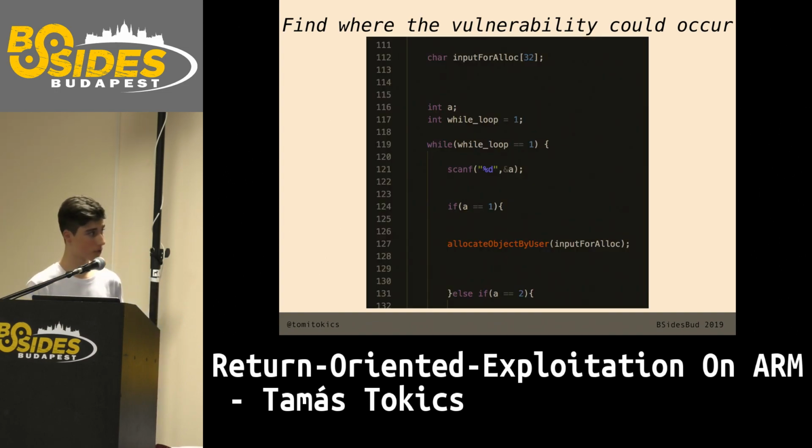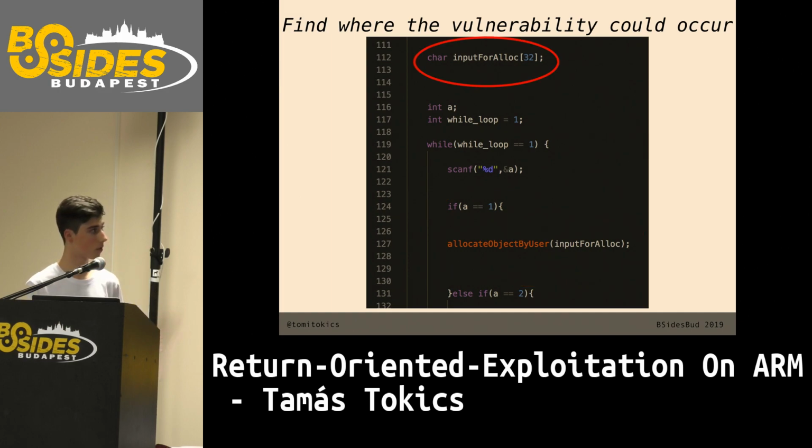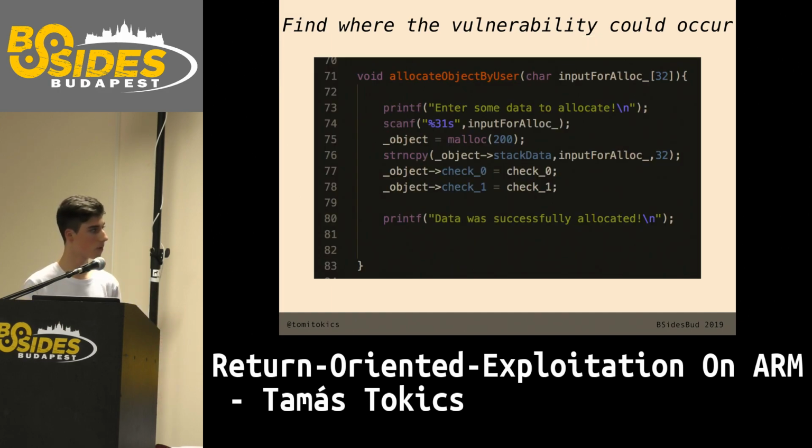Now I have access to the source code because I wrote this program, but you could get this by decompiling from IDA or Hopper. So you can see that for option number 1, we have a function called allocate object by user, and it passes an argument as input for alloc. So let's check this function.